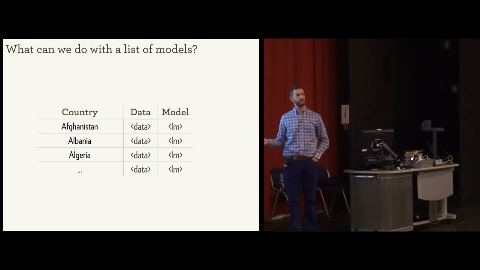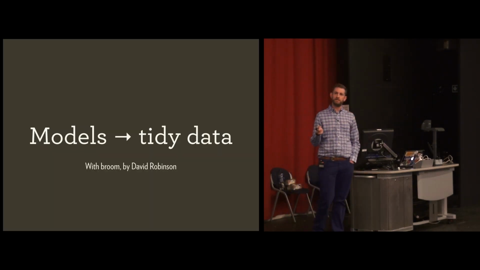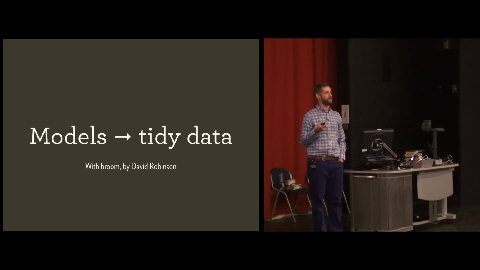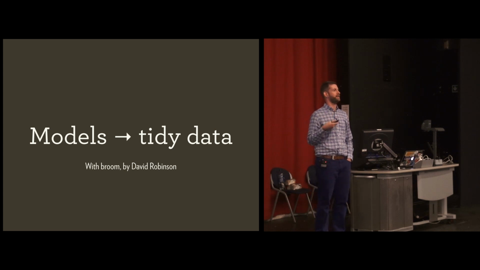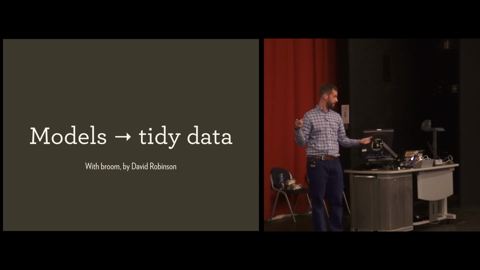But now that we've got this list of linear models, well, what can you actually do with a list of linear models? Not a lot. So what we're going to do instead is take these linear models and turn them into tidy data frames. And the thing that's great about tidy data frames is you already have lots and lots of tools for dealing with them. You can visualize them with ggplot2, you could manipulate them with dplyr, you could even think about modeling them if you wanted to go really crazy.